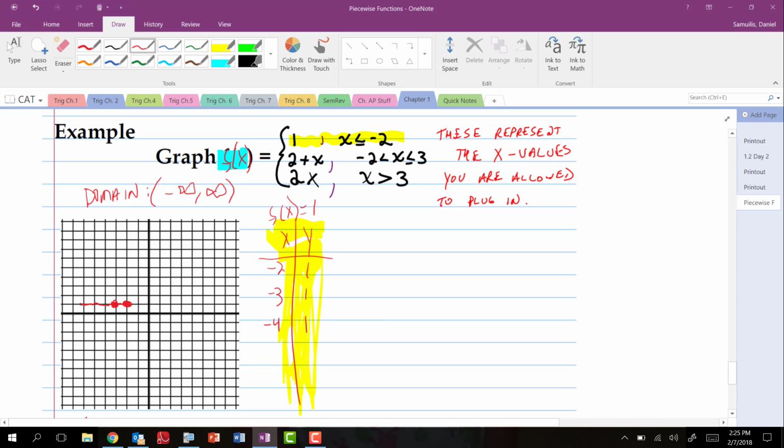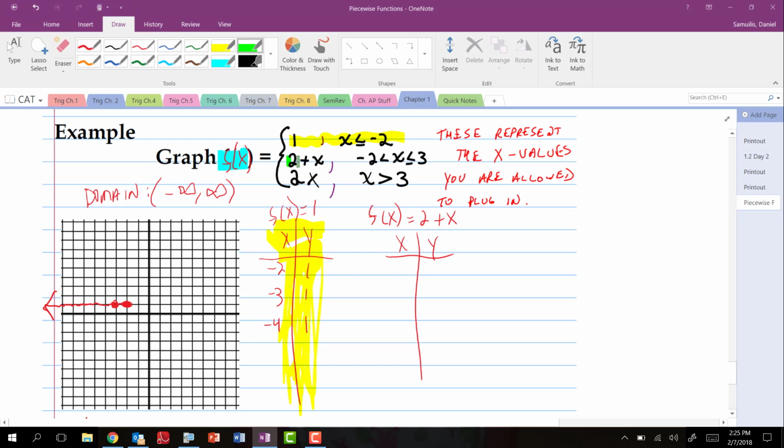So this is a horizontal line going this way. And it stops right there because the domain tells me to stop there. Then I go to the next piece. What is f of x equals 2 plus x? What kind of picture is that? It's a line. Let's color code that green. I just need thicker highlighting, I guess.